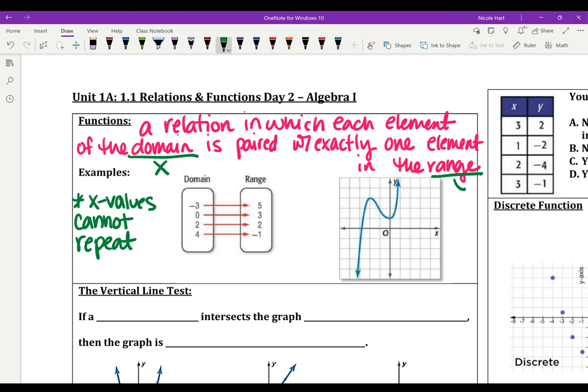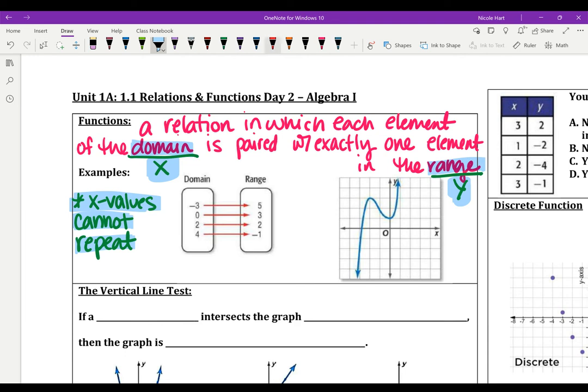The range is your y values. So your x's cannot repeat. Your y's are allowed to repeat, but your x's are not allowed to repeat. So that is very important. So that domain are x's, the range is y's. And those x values cannot repeat. That's really the most important thing there. If you don't write all of that stuff down, your x values cannot repeat is really the most important part.